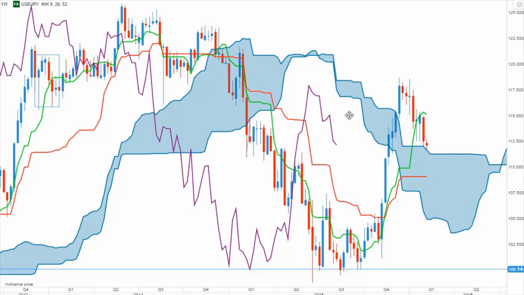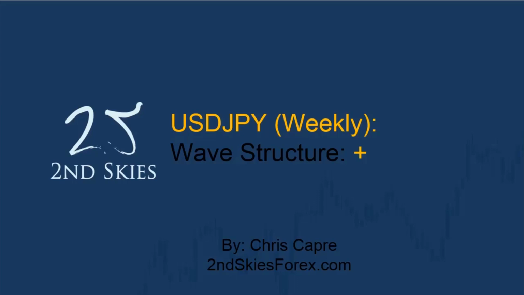So we've done the gradation in terms of the 5 lines. Now, in terms of the wave structure, I'm going to give this a single bullish positive. And let's get into why.